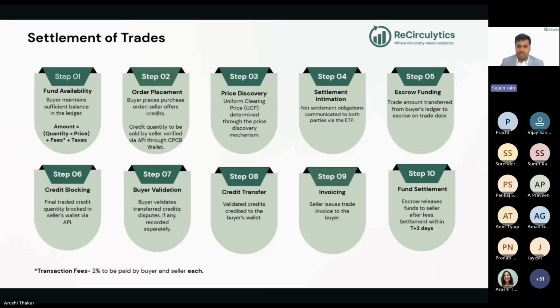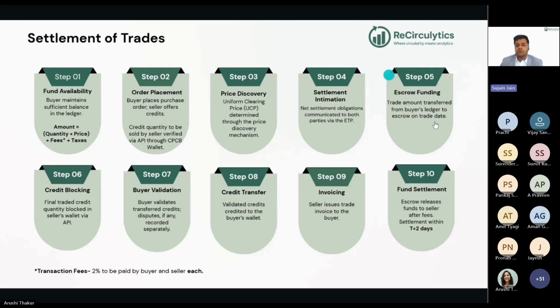The third step, like we understood earlier, is the whole price discovery mechanism, wherein the uniform clearing price would be determined. The fourth step is that both the buyers and sellers will get intimation about their settlement, what the final price is and how much they are required to pay. Then the amount from the buyer's ledger will move to the escrow account. This escrow account will be owned by the EPR ETP, and it will authorize the Central Pollution Control Board to take their portion of the transaction fees also.